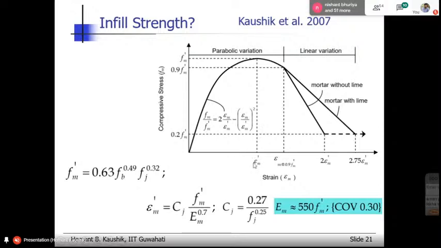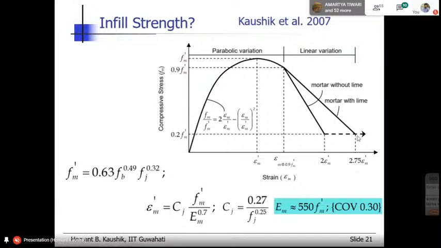Now, how will you get epsilon m prime? This equation was proposed, which depends on this fm prime and E, which again we know, and another parameter Cj. Cj can be obtained using this equation, which depends on Fj, the strength of the mortar. So if you use these equations along with this parabolic variation, you can plot the entire stress strain curve of the masonry prism without even going to the lab.